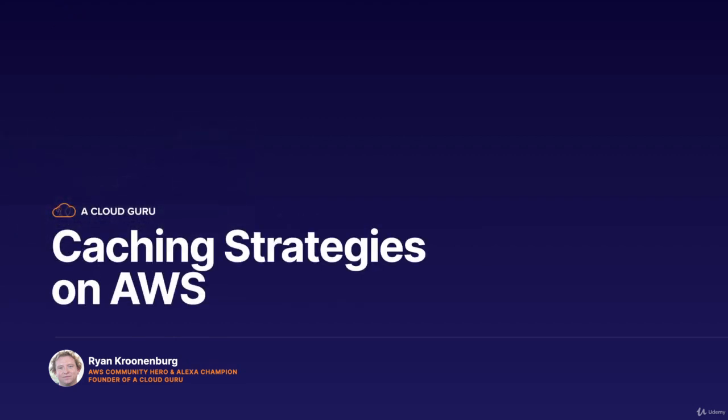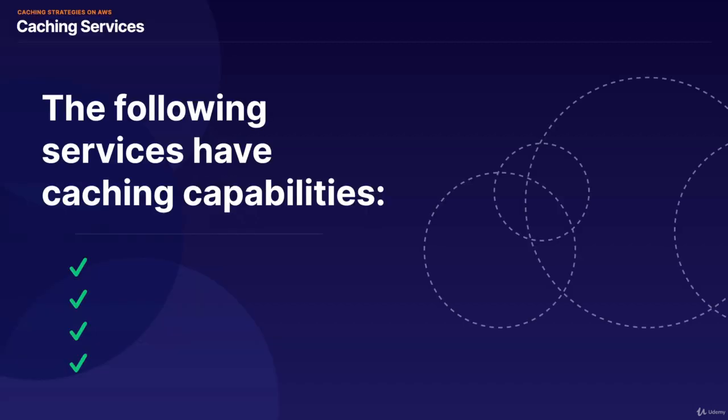In this lecture, we're going to look at caching strategies on AWS. Going into the exam, you're going to need to know which services have caching capabilities. So the first one is CloudFront, and we've covered off CloudFront. It obviously caches your media files, your videos, your pictures, etc. at edge locations near your end user.